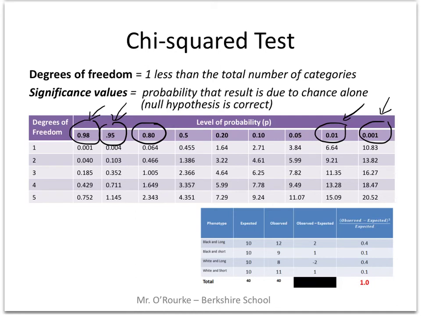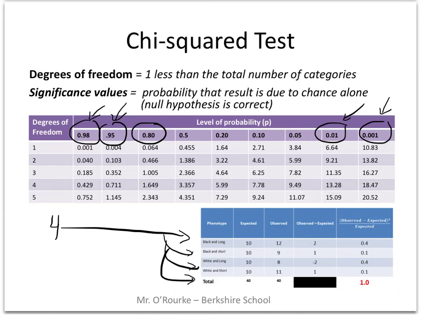What degrees of freedom are used for is simply to say, how many individual categories did I have? And the number of degrees of freedom that I can use is always going to be 1 less than the number of categories I have. And if you think about it, we had 4 possible categories. It was the 4 different phenotypes. You can be black and long, black and short, white and long, and white and short.